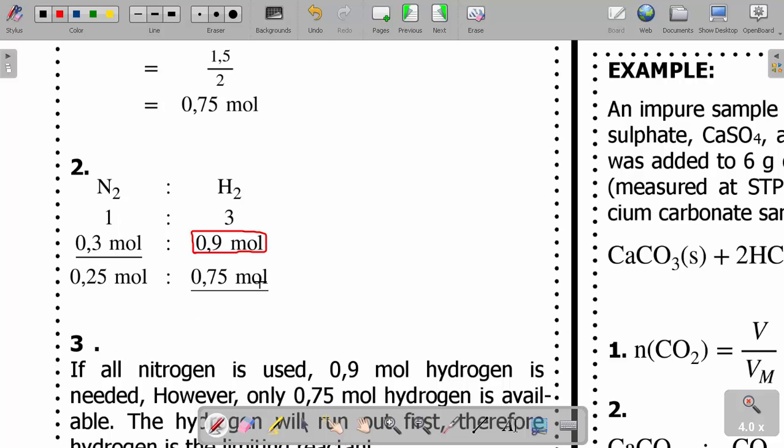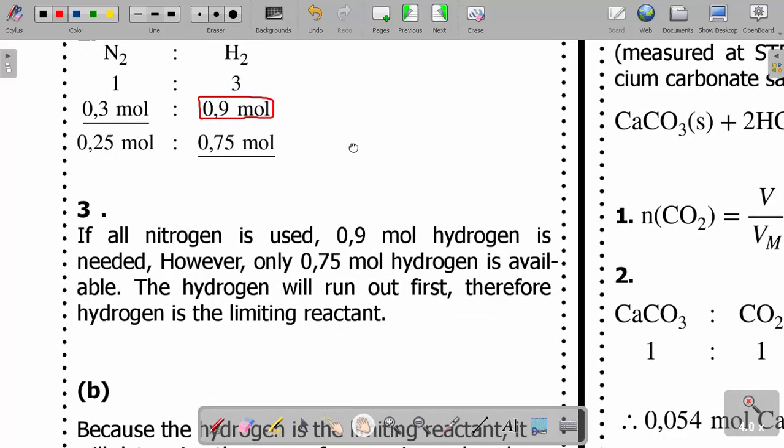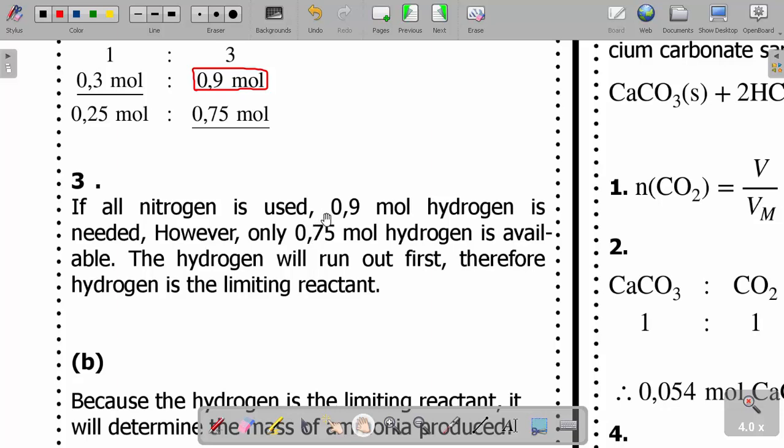So nitrogen is not in excess. Are we together? So this is 0,75. The ratio is 3 here. Now you can say, how do you get this one? 0,25 by dividing 0,75 by 3. I get 0,25, which I need for nitrogen because mole ratio was 1 to 3. Hope we are together. Now we say here, if all nitrogen is used, 0,9 mole hydrogen is needed. However, only 0,75 moles of hydrogen is available. So the hydrogen will run out first. Therefore, hydrogen is the limiting reactant.